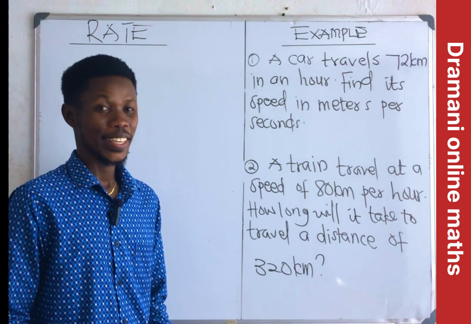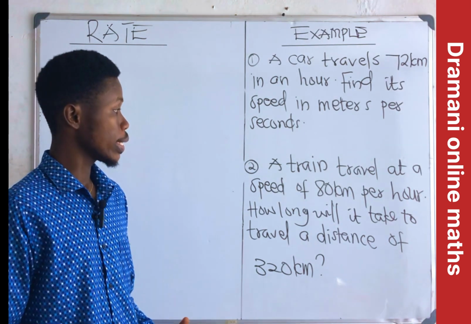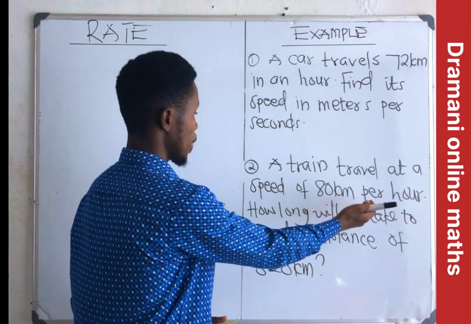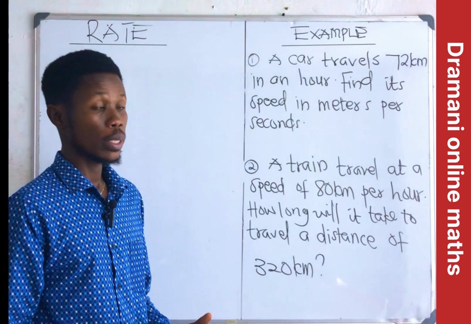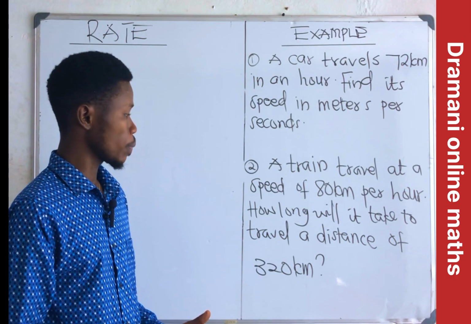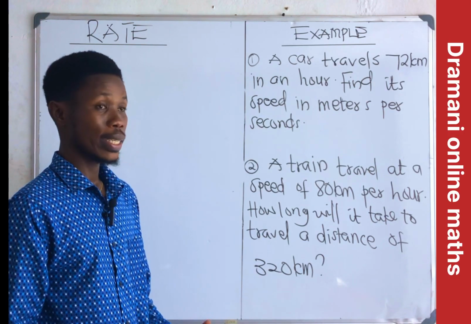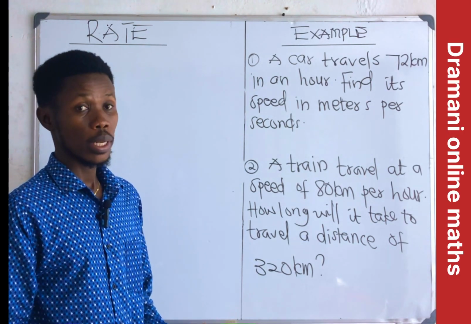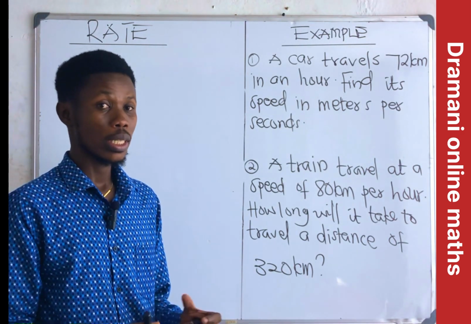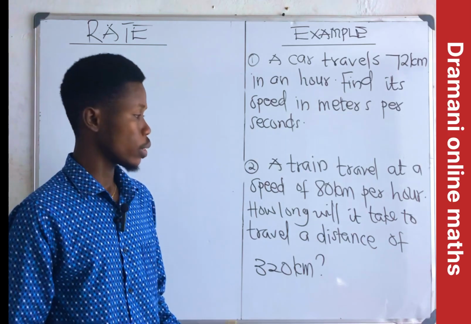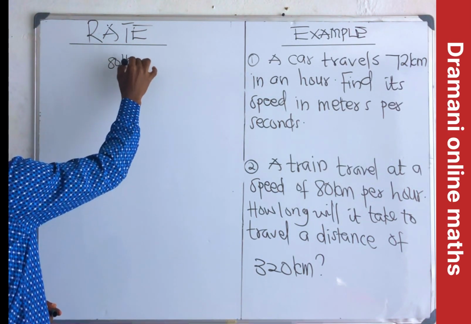Now let's look at the second example. A train travels at a speed of 80 kilometers per hour. How long will it take to travel a distance of 320 kilometers? So what are we interested in finding? We want the time taken by the train. So let's see how we go about this. Solution.